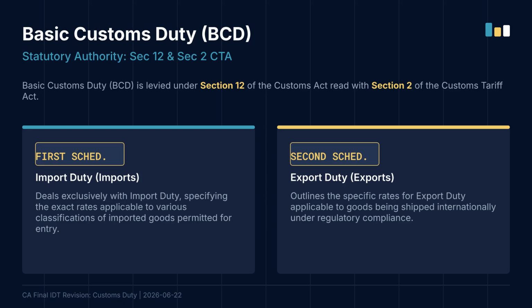Basic customs duty, commonly called BCD, is levied under Section 12 of the Customs Act read with Section 2 of the Customs Tariff Act. The Customs Tariff Act contains two important schedules. The first schedule specifies import duty rates, while the second schedule specifies export duty rates. Whenever goods enter India, the applicable BCD rate is identified from the first schedule. Therefore, understanding these schedules is essential because they determine the actual duty burden on imported and exported goods.